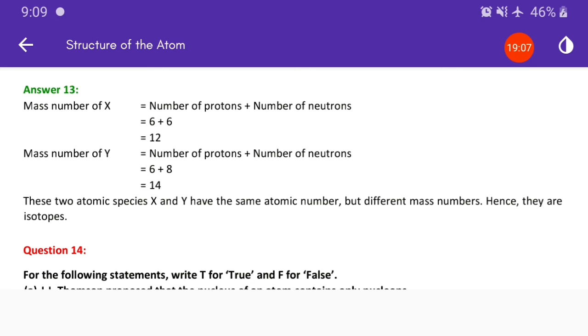These two atomic species X and Y have the same atomic number but different mass number. They are isotopes. What can we conclude from this? Species X and Y have the same atomic number but different mass number, so we consider them as isotopes.